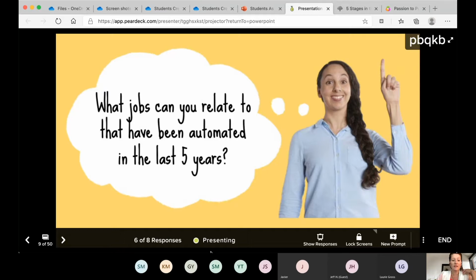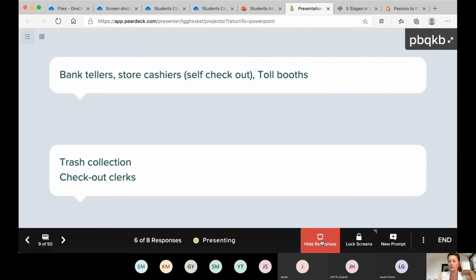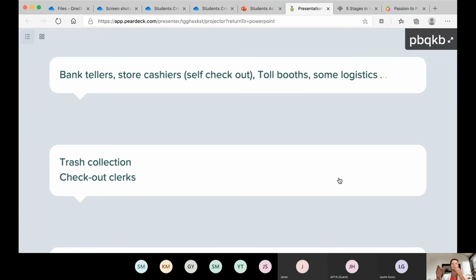Well, I have 6 out of the 8 responses, about two-thirds or a little bit more. Let's see what we're coming up with. The responses I see at this time: bank tellers and cashiers, toll booths, that's right. Keep typing, I see more coming in. I just went through a toll booth on one of my trips recently, on the outskirts of Arizona.